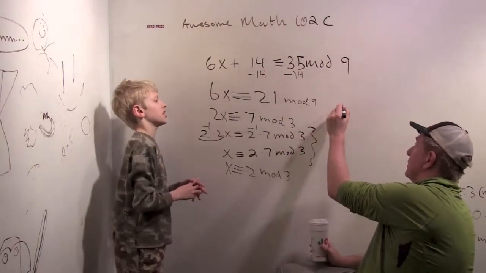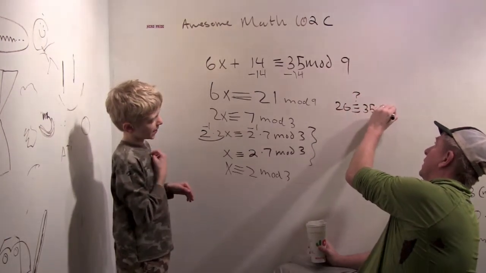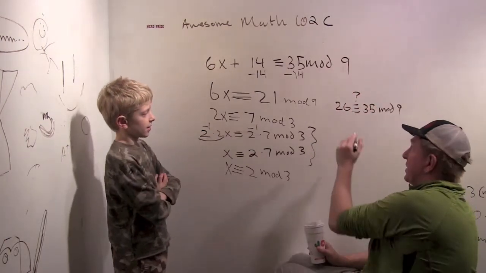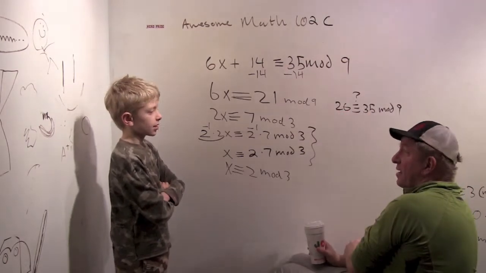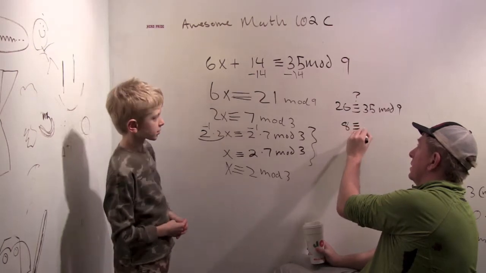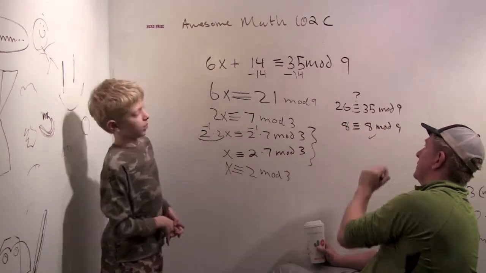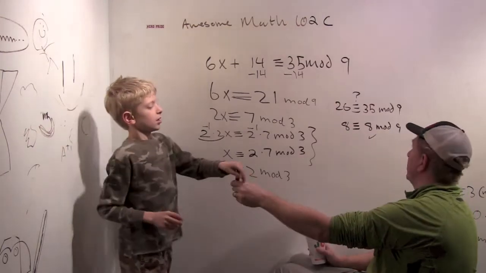26 plus 9 is 35, so it is. The answer is yes, because 26 plus 9 is 35. And they're both congruent to 8, because they're both 1 less than a multiple of 9.